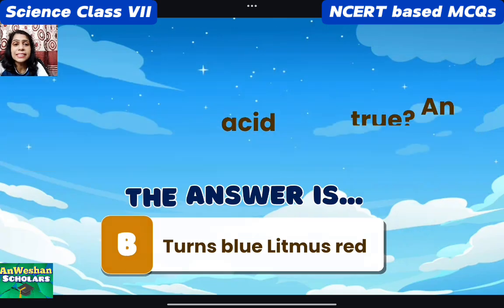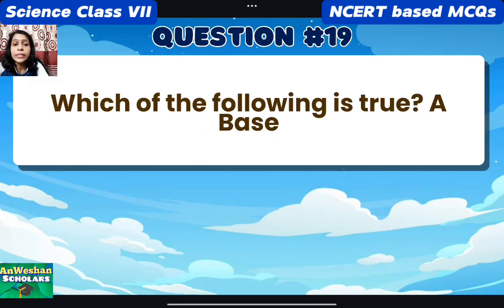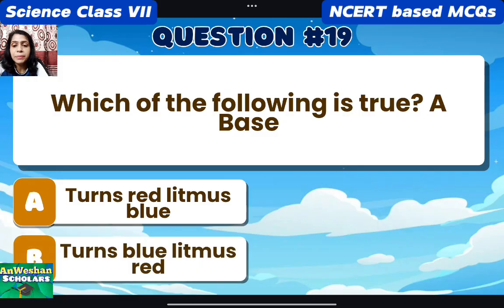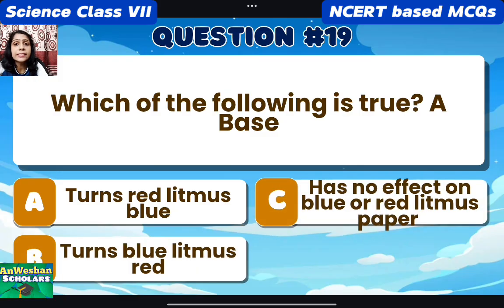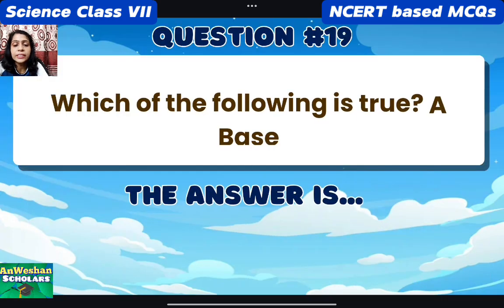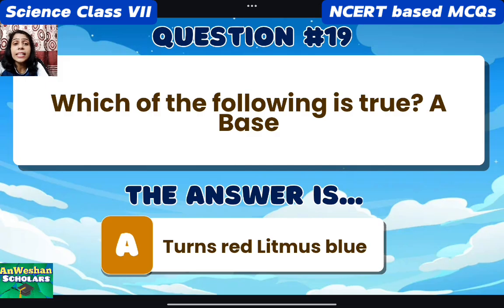Now question number 19. Which of the following is true? A base: A, turns red litmus blue, B, turns blue litmus red, C, has no effect on blue or red litmus paper, D, turns red litmus green. So what is the correct option over here? Well, a base turns red litmus blue. Remember the mnemonics that I had discussed in the video lecture. The link is in the description box. So yes, option A is the correct option. That is, a base turns red litmus blue.